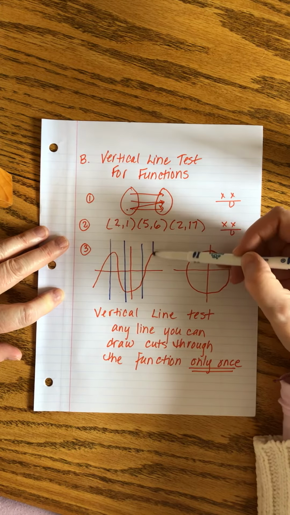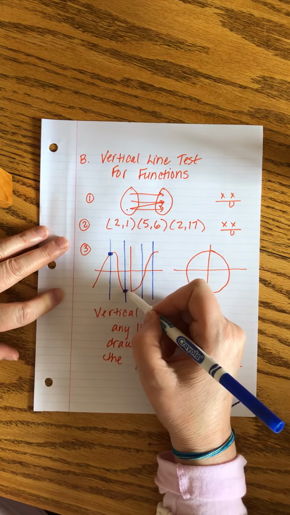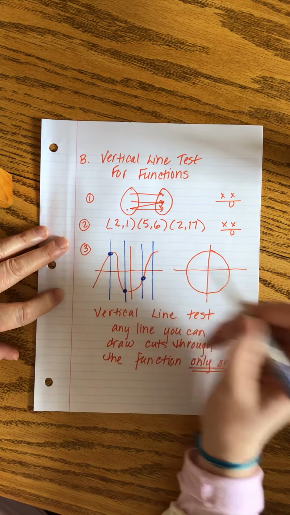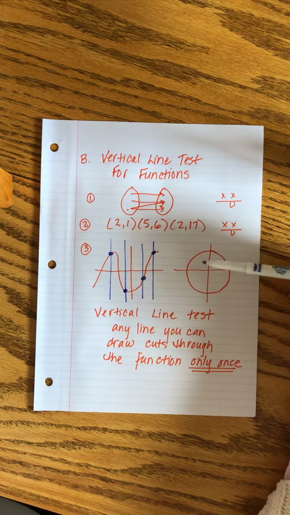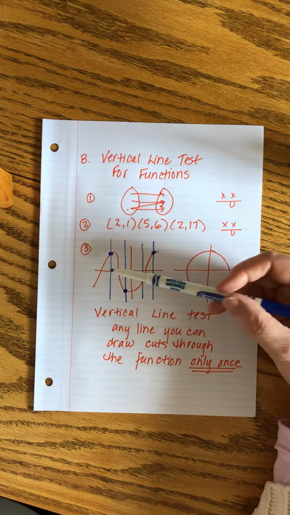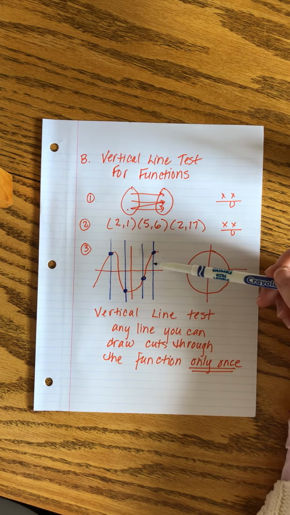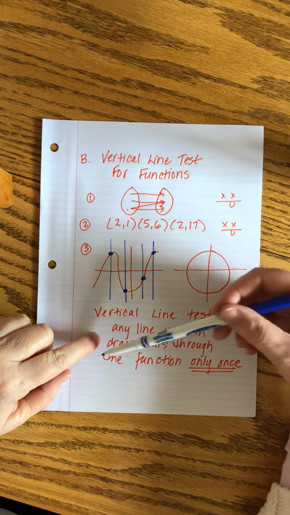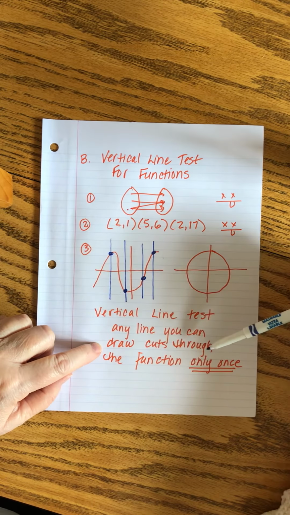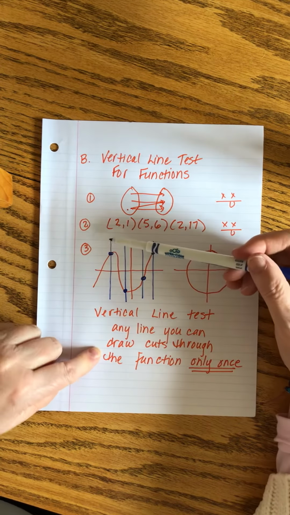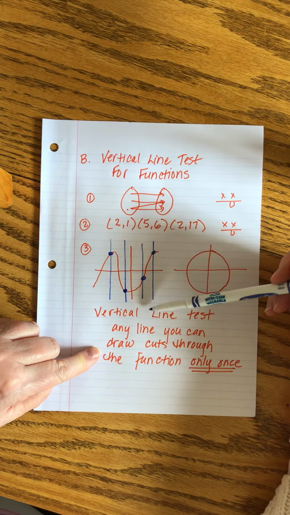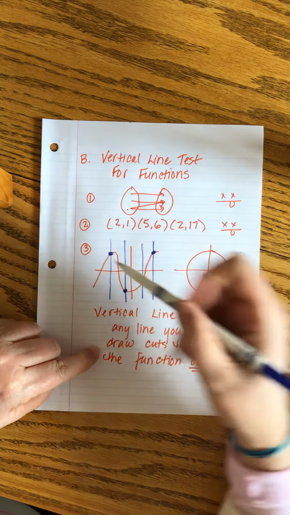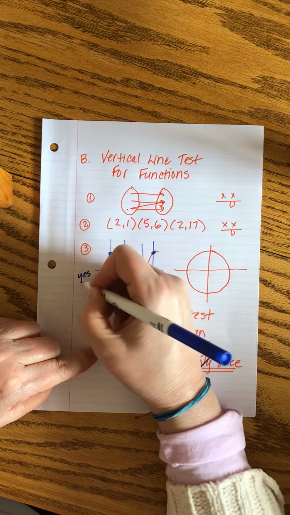This is the function. Okay, this first line, it only hit the function there. The second line, it only hit it there. The third line only hit it there. The fourth line only hit it there. So I just chose those places at random, but so far this is passing my vertical line test, which says that any line I can draw cuts through the function only once, right? So this intersected it. Intersect is probably a better math word, okay? So this one looks to be a function. Yes, it's a function.